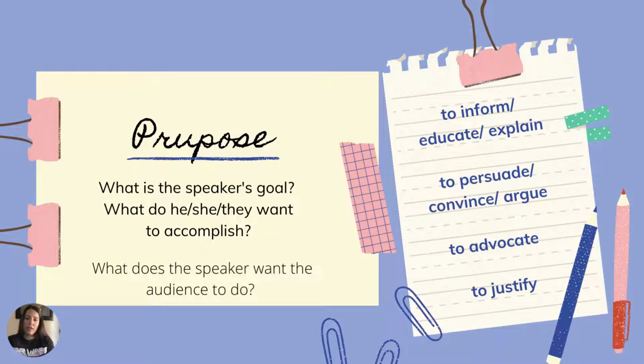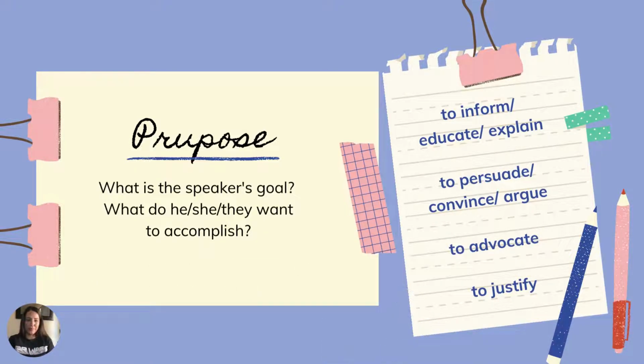The reason why the audience is so important is because ultimately a speaker has a purpose. The purpose of a text is what the writer hopes to accomplish with it. Writers may have more than one purpose in a text. We usually express purpose using verbs. A work's purpose can be to inform, to persuade, to explain, to advocate, etc. So to determine a text's purpose, we need to ask, what does the speaker want the audience to do?